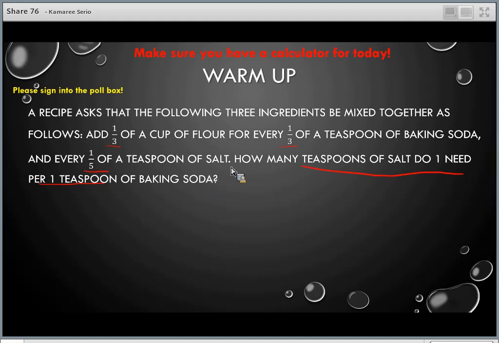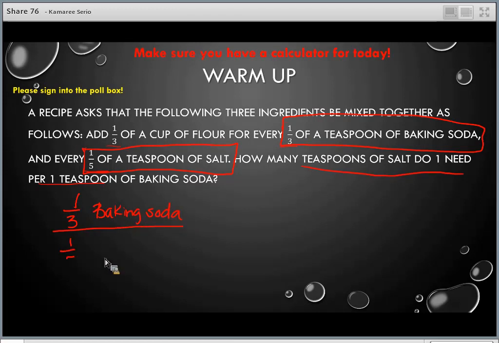Okay, so we're talking about teaspoons of salt, so that's this. And we're talking about teaspoons of baking soda, so that's this right here. Okay, so for every 1/3 of baking soda, we need 1/5 of a teaspoon of salt.